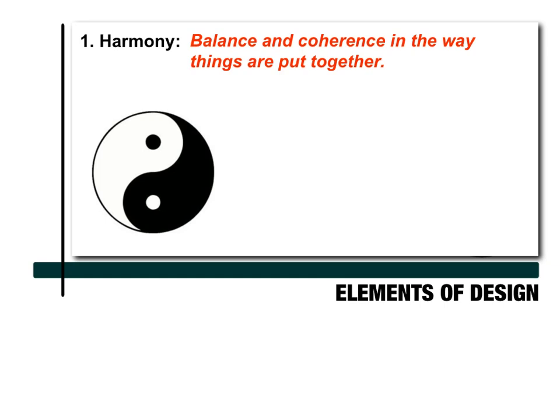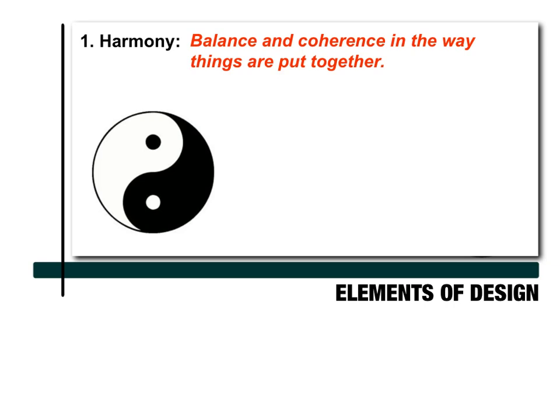Element number 1 is harmony. Balance and coherence in the way things are put together is our definition of harmony. And if we take a look at the classic symbol here of the yin and yang, as it's often called in Western culture, this is going to be the symbol that we use to kind of represent these 5 elements that I want you to start to consider.